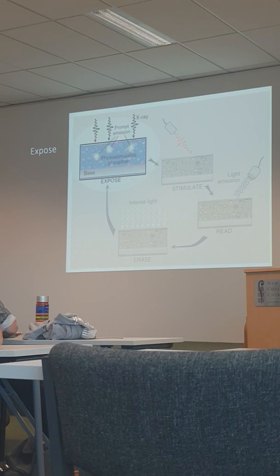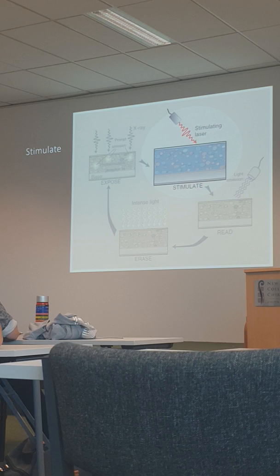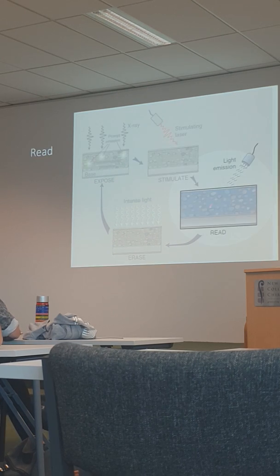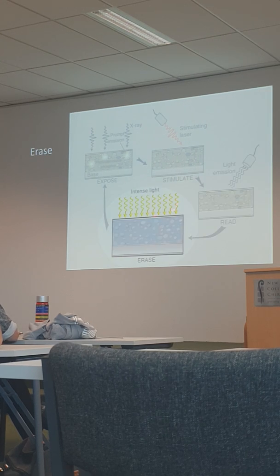So the X-rays will stimulate the phosphor. You then fire a laser into that, and the phosphor that has been interacted with by X-rays is going to fire light back. You then read that light, and it'll give you the image. You then have to use intense light to completely erase the receptor.